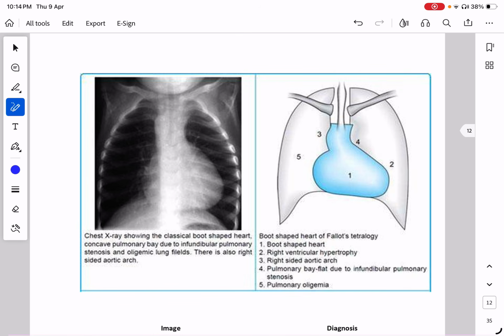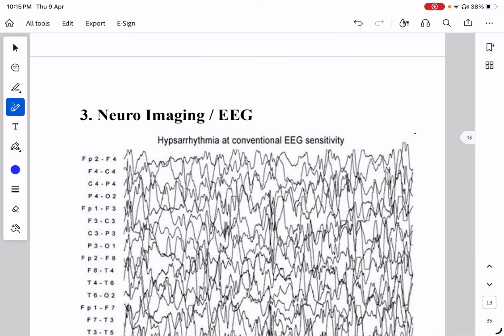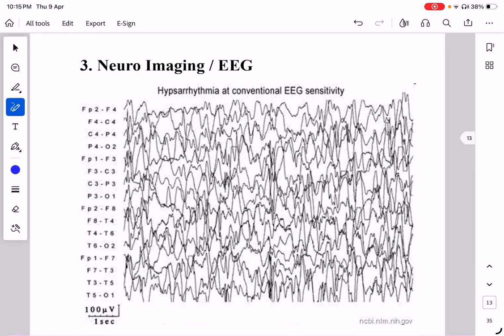Okay, now chest X-ray. We can see the classic boot-shaped heart of tetralogy of Fallot. First is the boot-shaped heart. Second is right ventricular hypertrophy, right-sided aortic arch, and pulmonary bay flat due to infundibular pulmonary stenosis, and pulmonary oligemia is also seen in tetralogy of Fallot. Ground glass appearance in respiratory distress syndrome. Hyperinflation plus streaks in transient tachypnea of newborn, patchy infiltrates in meconium aspiration, and boot-shaped heart in tetralogy of Fallot.